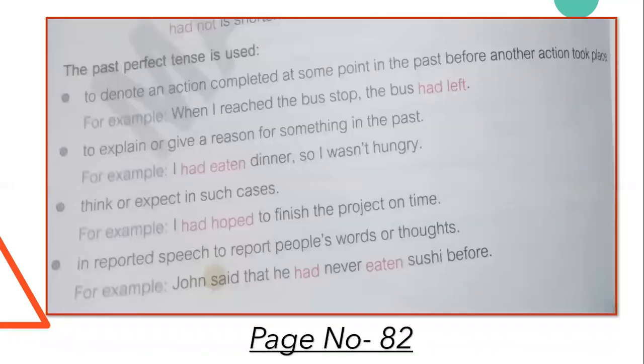Okay. So students, the past perfect tense is used to denote an action completed at some point in the past before another action took place. When I reached the bus stop, the bus had left. It can also be used to explain or give reason for something in the past. I had eaten dinner, so I wasn't hungry. Think or expect in such cases, like I had hoped to finish the project on time. It can also be used in reported speech to report people's words or thoughts. John said that he had never eaten sushi before.